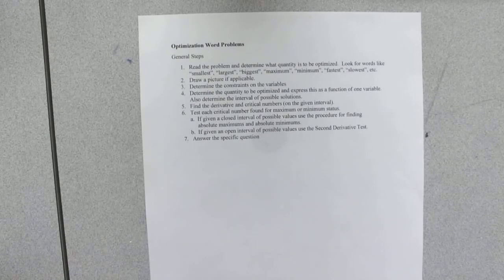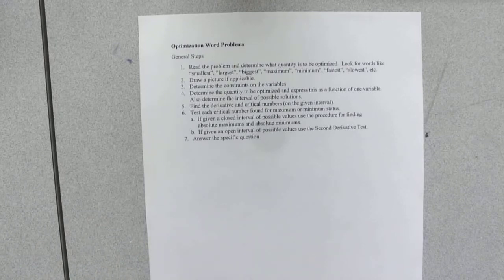5, find the derivative and the critical numbers on the given interval. 6, test each critical number found for maximum or minimum status. A, if given a closed interval of possible values, use the procedure for finding absolute maximums and absolute minimums. B, if given an open interval of possible values, use the second derivative test.